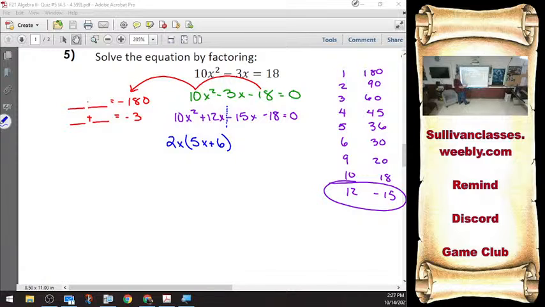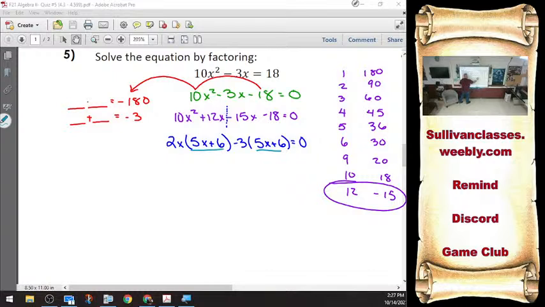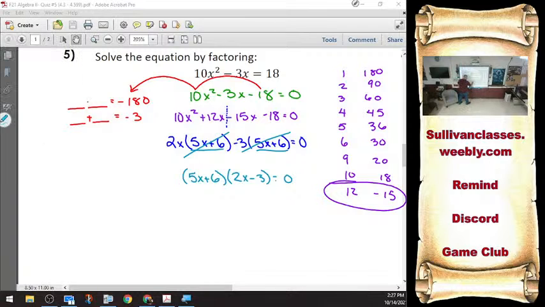What do the other two have in common? They both happen to have a 5x plus 6 in common, leaving 2x minus 3. And again, don't quit, set 5x plus 6 equal to 0, and set 2x minus 3 equal to 0.